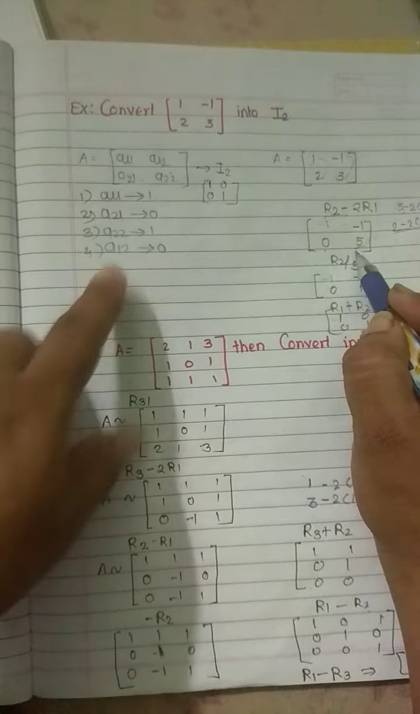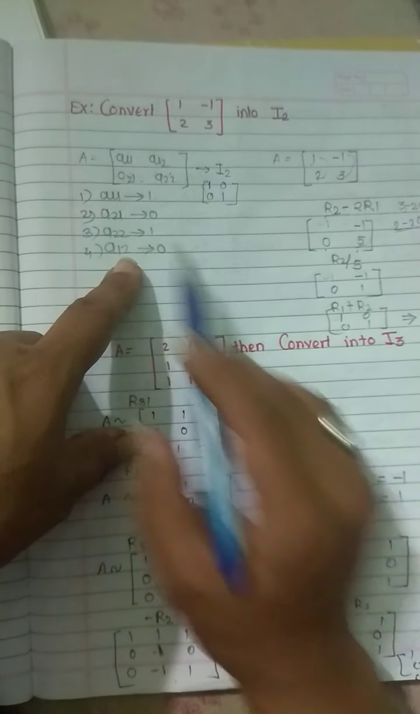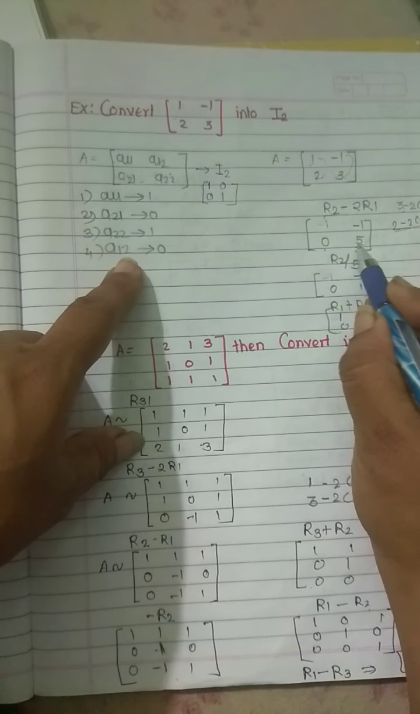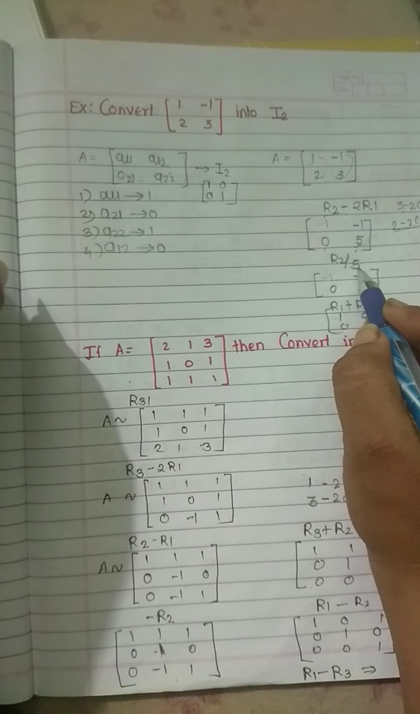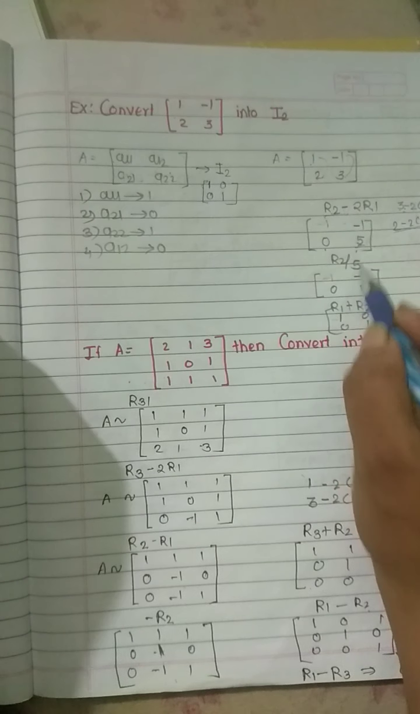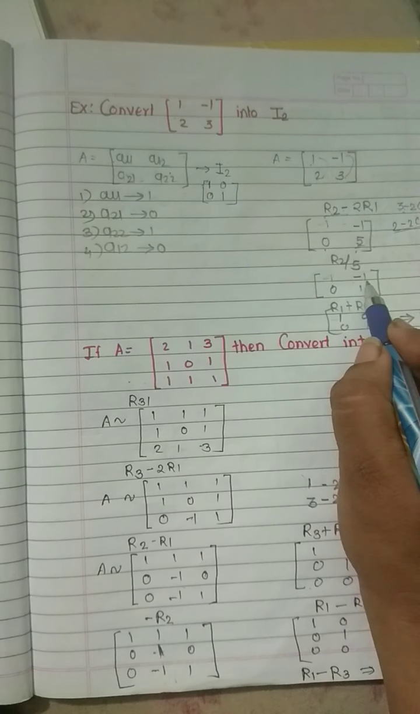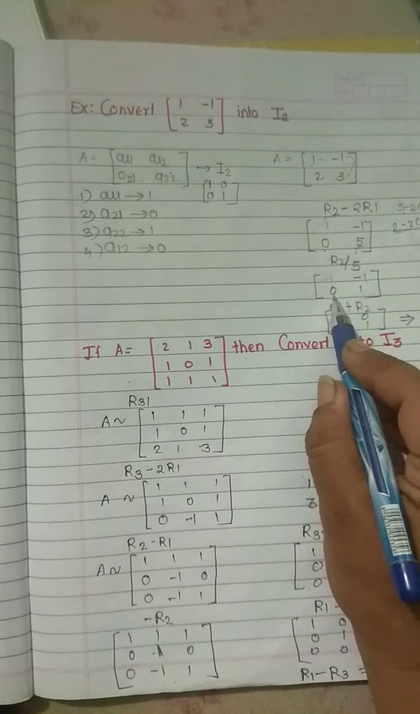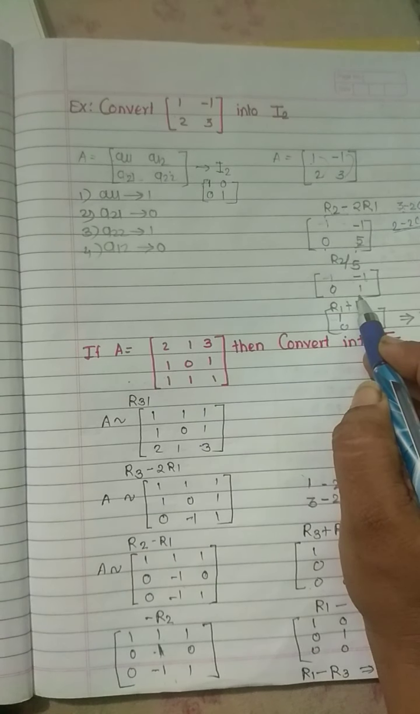Next step, reduce the A22 position element to 1. That is, this 5 converts into 1. That is, we can divide R2 by 5. The first row remains the same: 1, minus 1. 0 divided by 5 is nothing but 0, 5 divided by 5 is nothing but 1.